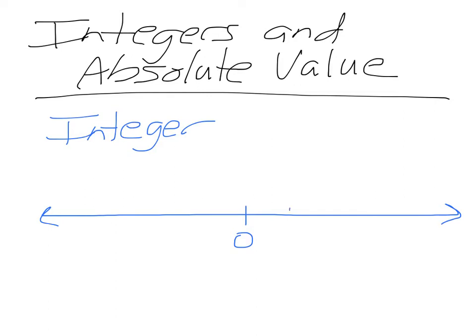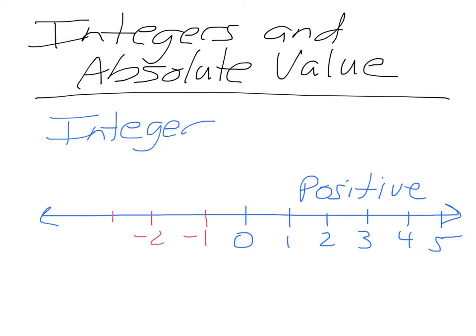We can say that we have 1, 2, 3, 4, 5. These are our positive numbers. They're also our whole numbers. They're also our natural numbers. But these are what we've been dealing with. But then on the other side, we have our negative numbers. So we have our positive numbers and we have our negative numbers. And those are what we call integers.